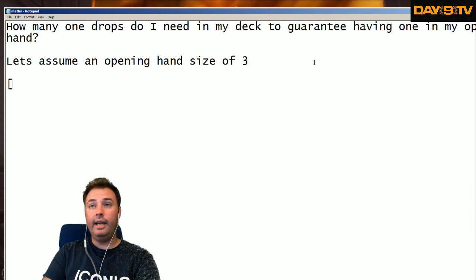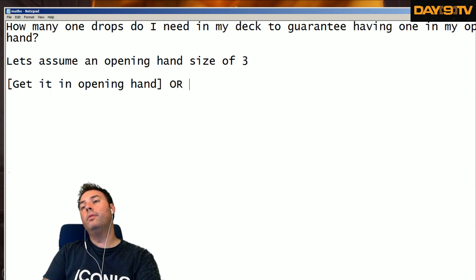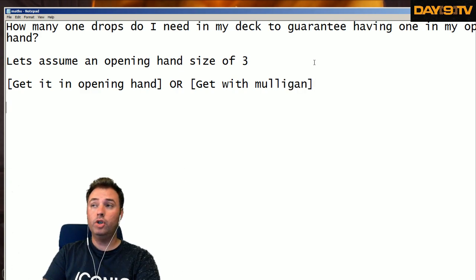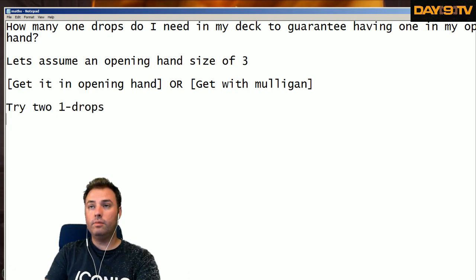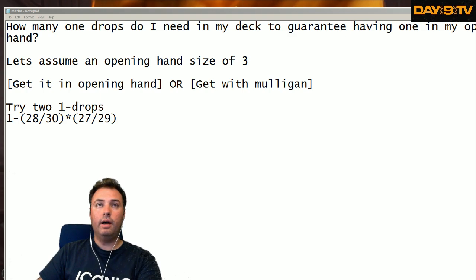So what we would do is get it in an opening hand, or get it with mulligan. And this one is super easy. We can just literally compute it. Let's say you try 2 1-drops. So that's going to be 1 minus 28 over 30 times 27 over 29. There's so much card math that is just like that.